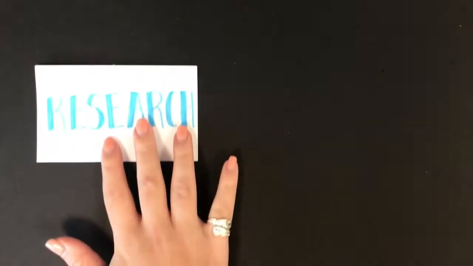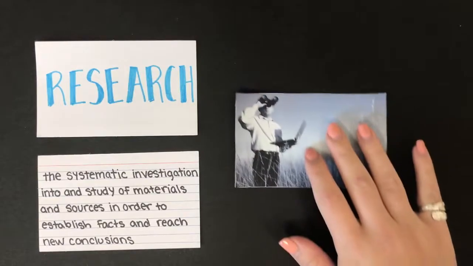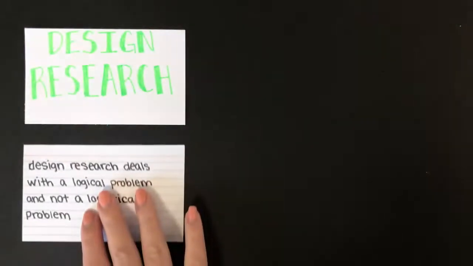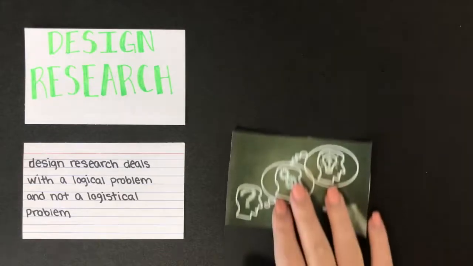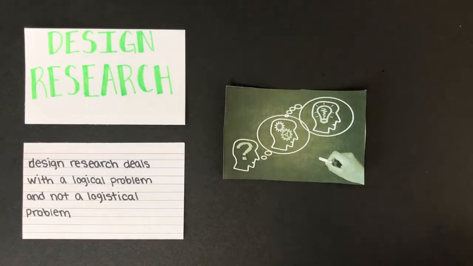Most of us know that research is an investigation and the study of materials and sources in order to establish facts and reach new conclusions. But design research goes a step further into the overall strategy of how you investigate components of the study to effectively address the research problem. It differs from research because design research deals with a logical problem and not a logistical problem. Design research suggests an alternate conclusion to an investigation and study.